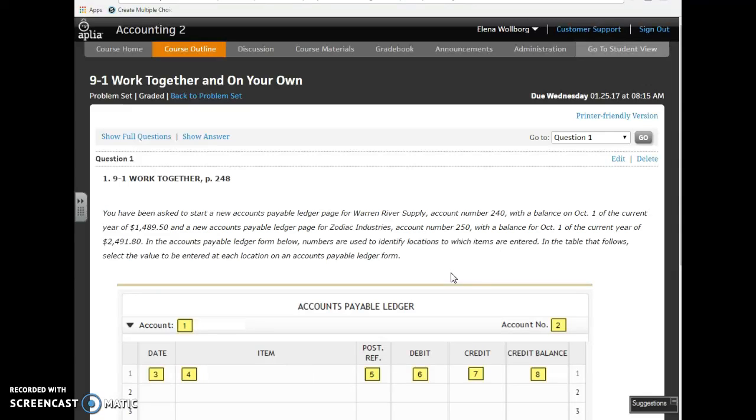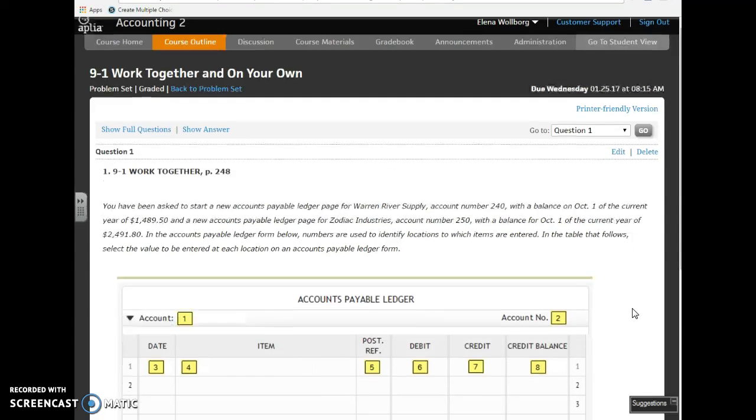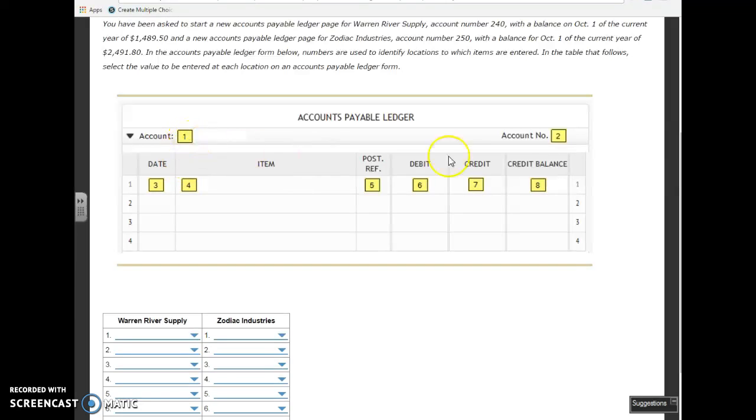And all they're saying is in the accounts payable ledger form below, numbers are used to identify the locations in which the items are entered in that table. In the table that follows, select the value to be entered at each location on an accounts payable ledger form. So basically all we're doing here is they want to know what we fill in number 1 and number 2, and so on and so forth.